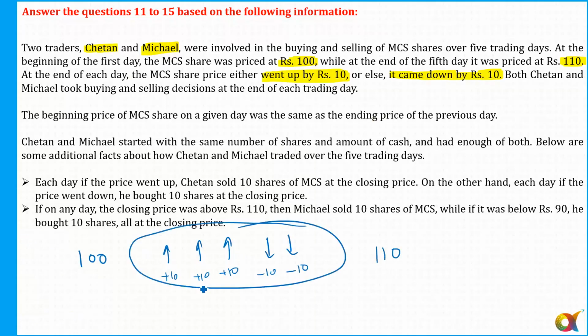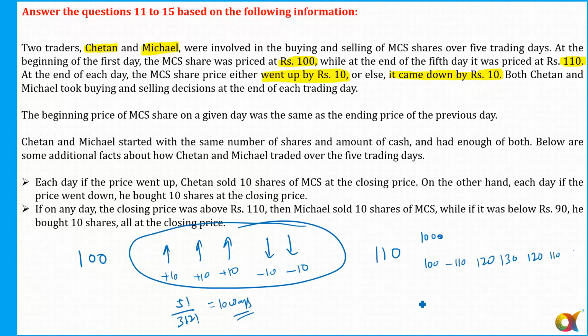But these 5 changes can arrange themselves in how many ways? That is 5 factorial divided by 3 factorial into 2 factorial, which equals 10 ways. So there are 10 different possibilities here, and I need to write down all these 10. Maybe from 100 it changed to 110, then 120, then 130, then 130 to 120, and then 110. So 110, 120, 130, 120, and 110.